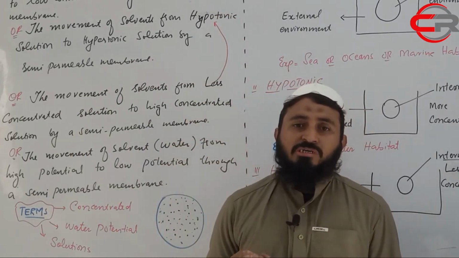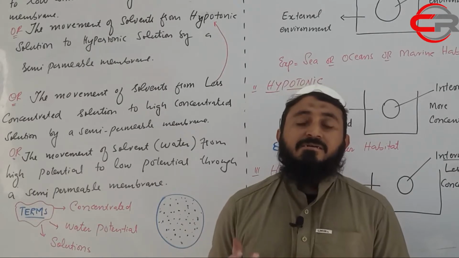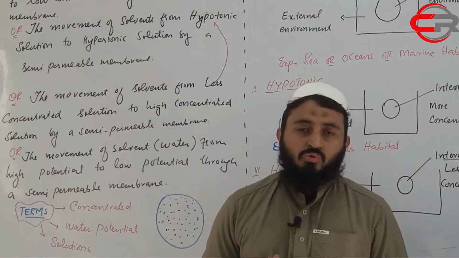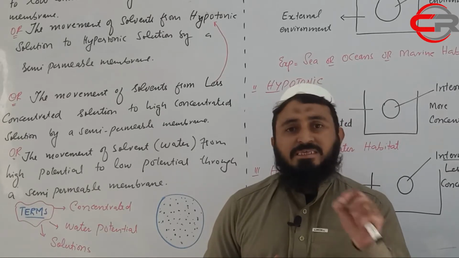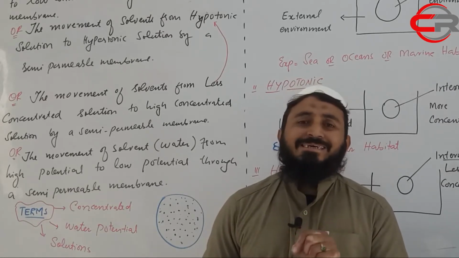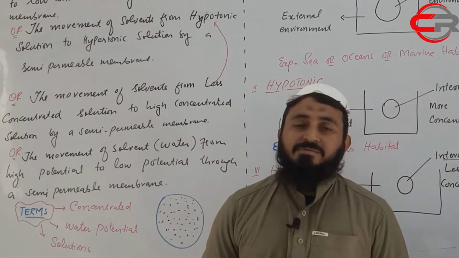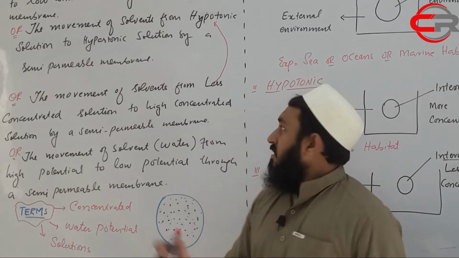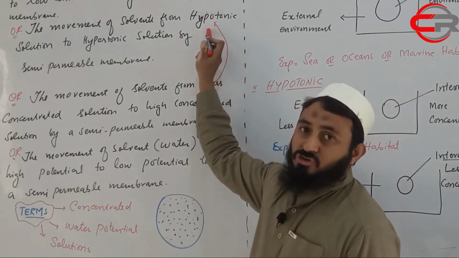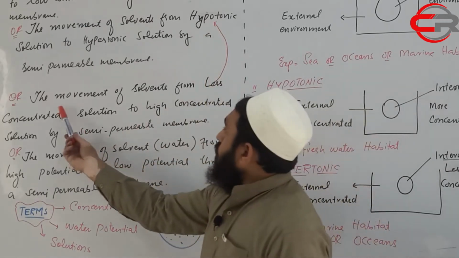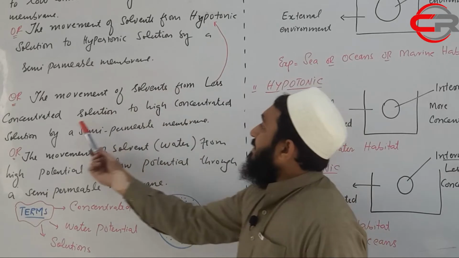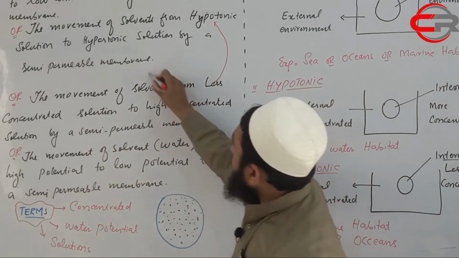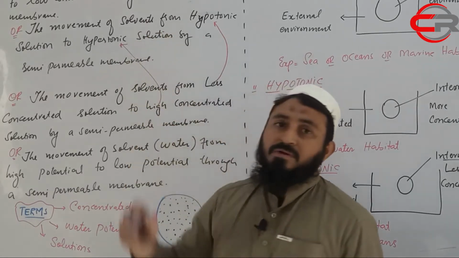Less concentrated means if there is 100% water, it contains about 20% solute particles. So this water is considered less concentrated because the amount of solute substances is lesser. Therefore, it is called a less concentrated solution. Now, the movement of solvent from a less concentrated solution to a highly concentrated solution. Here, highly concentrated solution means the hypertonic solution.